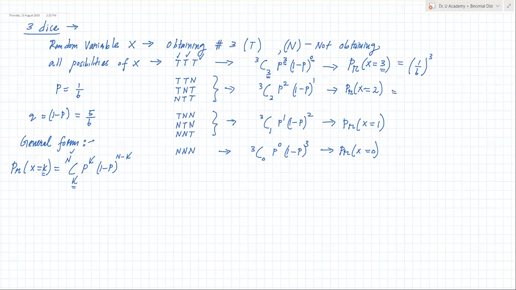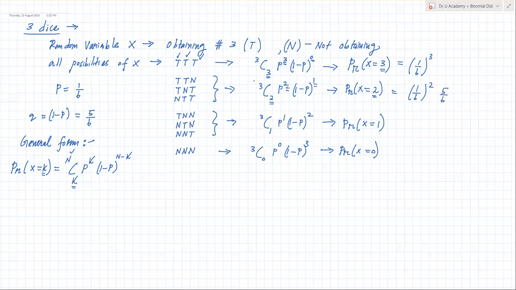Now here X is equal to 2. X is equal to 2 means obviously obtaining 3 two times, right, over here. Now your necessity is 2. So you are replacing K by 2. Then you will get this. Now what you get here is p squared, which is 1 divided by 6 squared. Then you have 1 minus p to the power 1. So 1 minus p to the power 1 means 5 divided by 6.